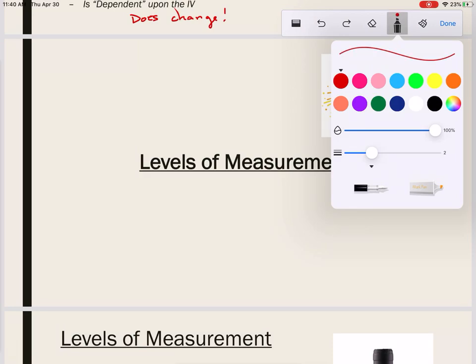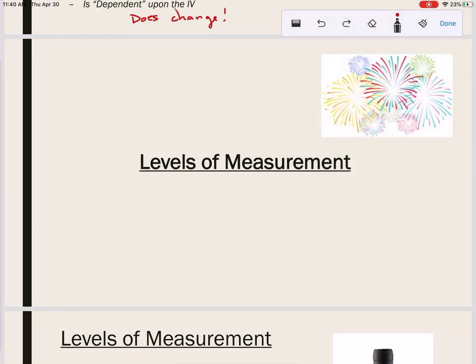Okay, we are coming down the home stretch here. So when we talk about variables, something that is measured, there's a thing known as levels of measurement. And there are 4 levels of measurement that we are going to discuss. But look at the fireworks.